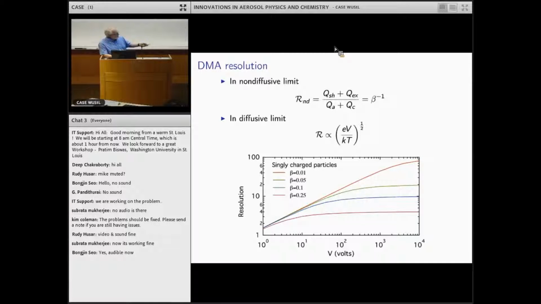So if we're willing to accept lower resolution, we can go down to lower voltages. But there's a limited dynamic range, and that dynamic range that we can probe by changing the voltage alone diminishes as we go up to very high resolving power. Nonetheless, DMAs can resolve down to about 1% on mobility, which is a tremendous capability when you start trying to bridge the gap between the molecular measurements with mass spectrometry and the mobility analysis instruments.